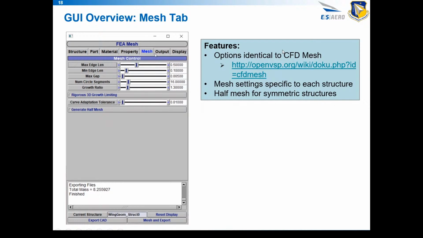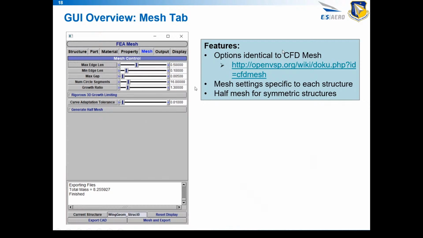Next one here is the Mesh tab of the FEA Mesh GUI. These options are identical to the mesh settings for CFD Mesh. So if you like details about those, there's some good documentation on the wiki, but also feel free to ask. These mesh settings are specific to each structure. Be careful if you're working in a different scale of your model than what the default size of the wing is in OpenVSP, things like that. You'll probably want to adjust your mesh settings.